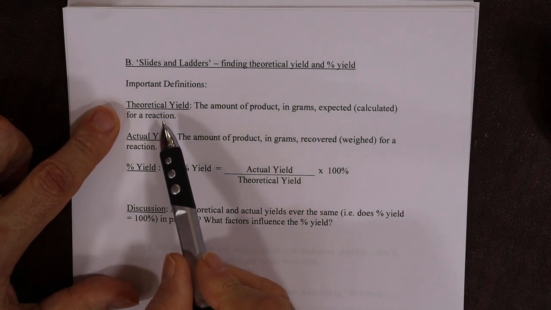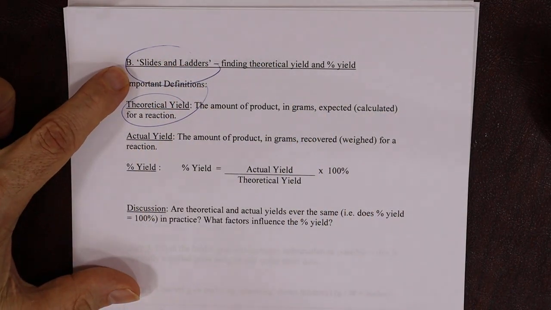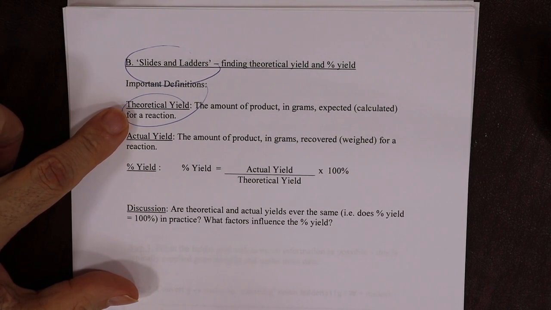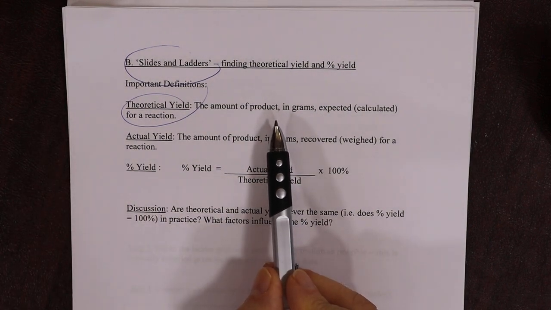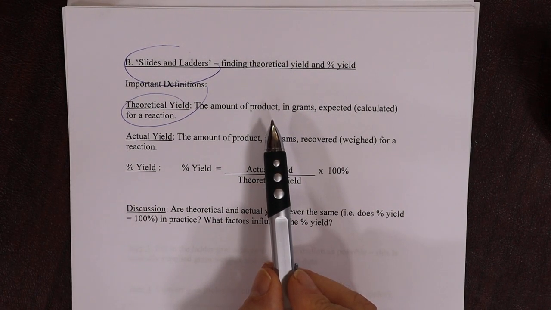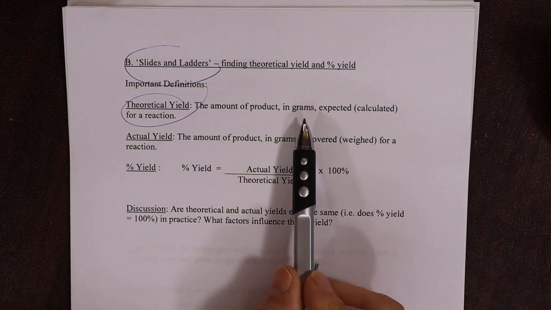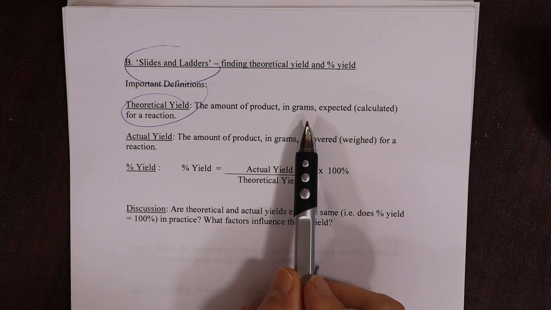Now, theoretical yield. The Slides and Ladders technique allows you to work out theoretical yield. What is theoretical yield? It's what you should get if everything goes perfect in a reaction. If you remember your calcium phosphate lab, you made that precipitate, sitting in the fume hood at JJC right now. You can work out, if everything goes perfect, how much of that stuff you should make, in grams.